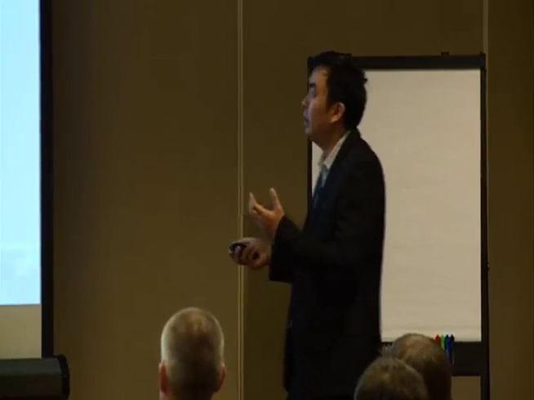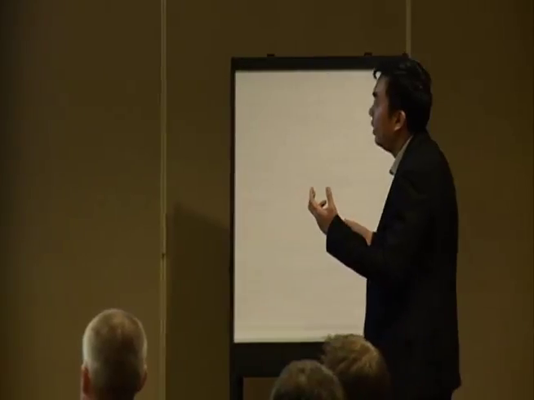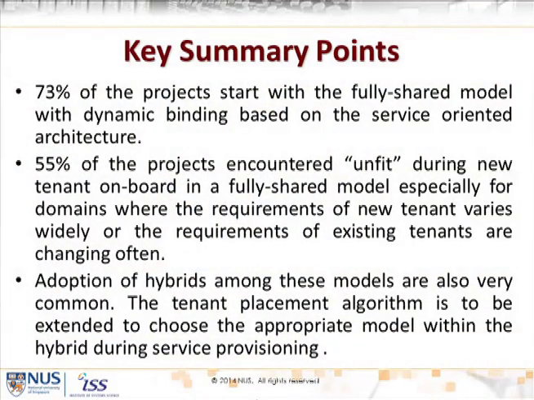This is the first part, and it more or less ties with what we understand from our project. Typically, people tend to go for the fully shared model, dynamic binding, because to them it's the most obvious choice in terms of sharing resources. But a lot of projects encounter what we call unfit. Unfit means that along the way, when new tenants onboard, it's harder and harder to fit the tenant into the existing model, especially when the requirements of new tenants vary widely or the requirements of existing tenants are changing.